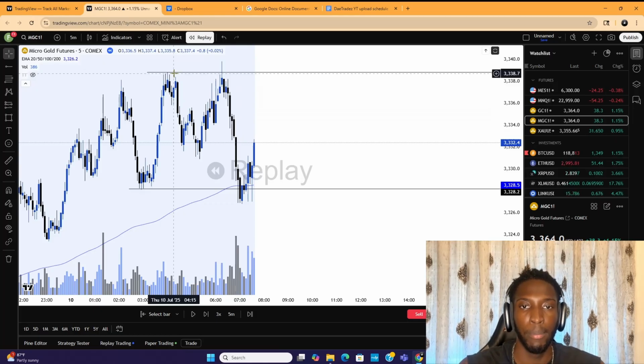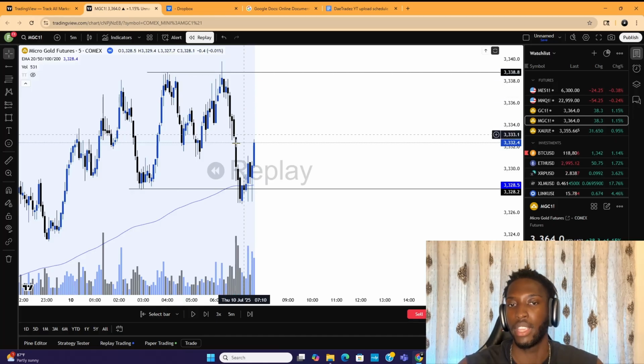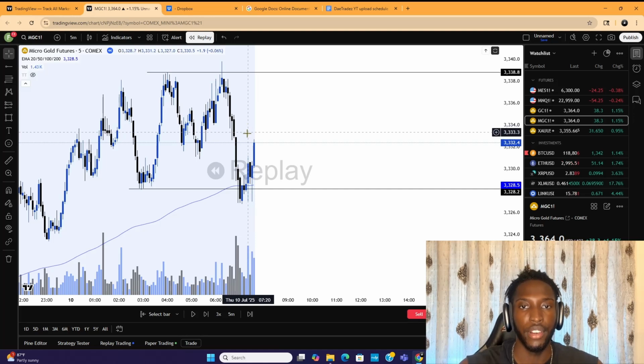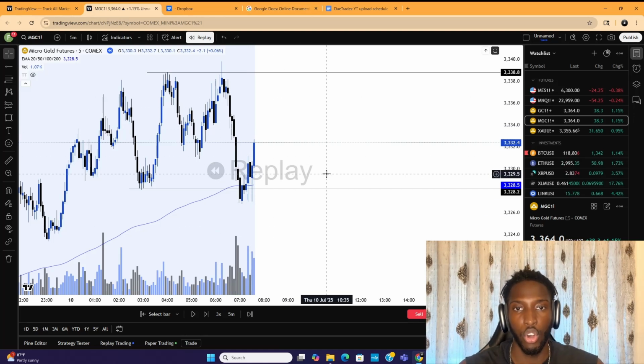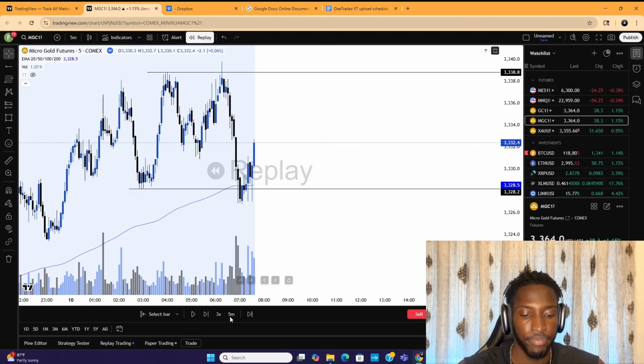This is why you need a bias along with using manipulation to your advantage. You can't just wait for manipulation. You gotta know why you want to take a specific trade. I'm looking for shorts, so I don't care if it's manipulated lower and now it's moving higher. It could also manipulate higher again and move lower, especially on gold, which likes to do two forms of manipulation before it makes the real move.